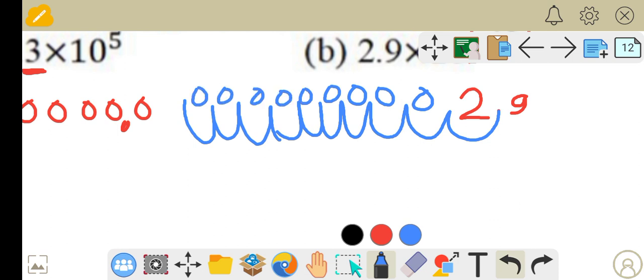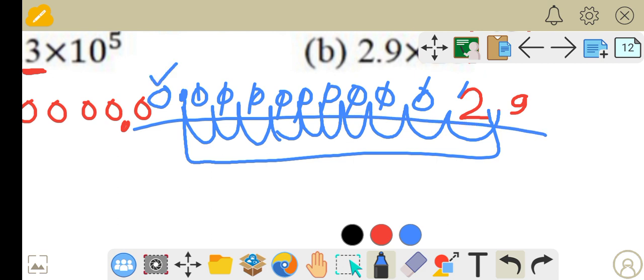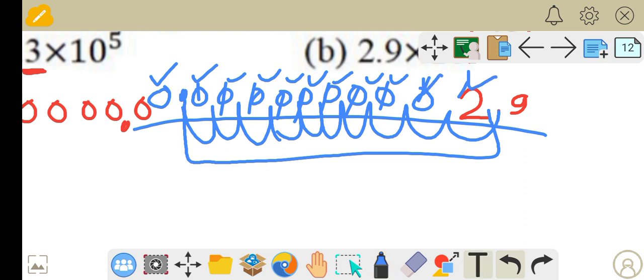Now we can put a decimal. So our decimal is moved a total of 10 places because of minus 10. 1 2 3 4 5 6 7 8 9 10, and put a 0 before the decimal. So this is your final answer, 0.0000000029. This is your final answer.